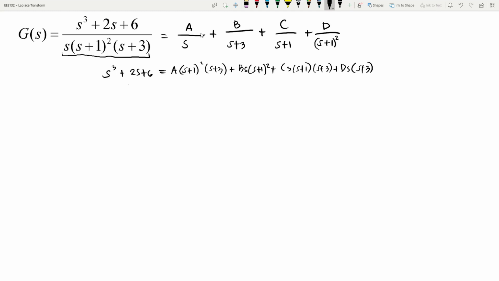Now if we let s be 0, so looking at this side right here, we let s be equal to 0, so this term and this term will be 0. So we are left with 0 plus 6 equal to a times 0 plus 1 squared times 0 plus 3. We have a equal to 2.